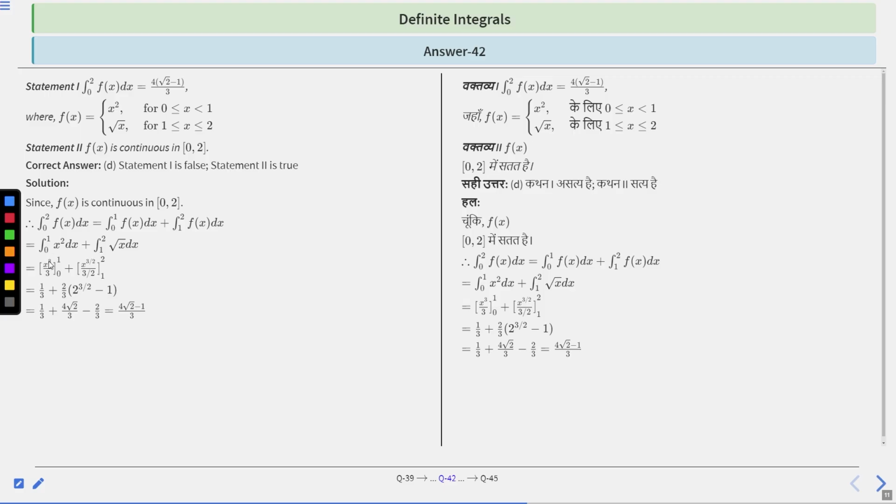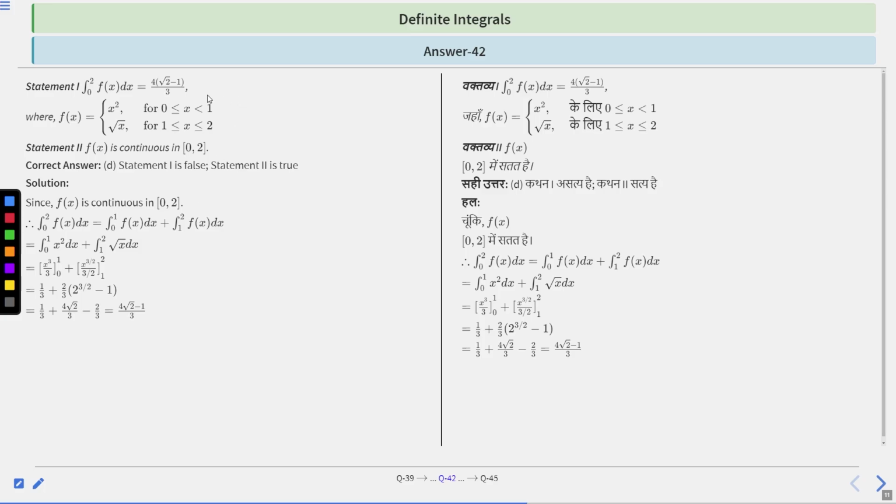Therefore, we can write the integration of x square dx is x cube by 3 from 0 to 1, plus the integration of root x dx, which is x to the power 3 by 2 upon 3 by 2 from 1 to 2, right? So it is equal to 1 by 3 plus 2 by 3 times (2 to the power 3 by 2 minus 1) after putting the limits: here we put limits from 0 to 1, here from 1 to 2, right? So you will get this integration from 0 to 2 as 1 by 3 plus 4 root 2 by 3 minus 2 by 3, which after solving you will get (4 root 2 minus 1) by 3.